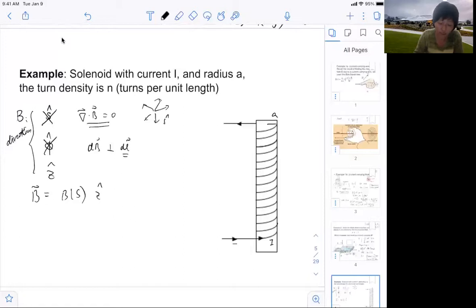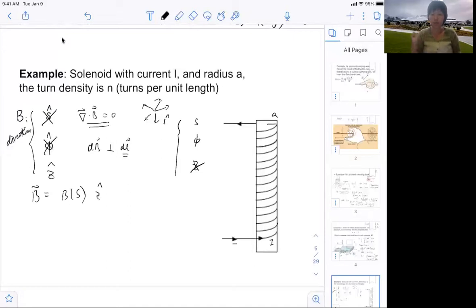You can have a separate argument about its dependence on s, phi, and z. The z dependence one is quick to do because the solenoid is long. So if you move yourself up and down, you shouldn't see any difference in your B because your physical source still looks exactly the same to you, right? Doesn't really matter where you move up and down. So it shouldn't depend on z.